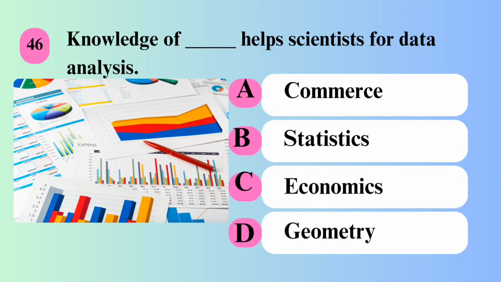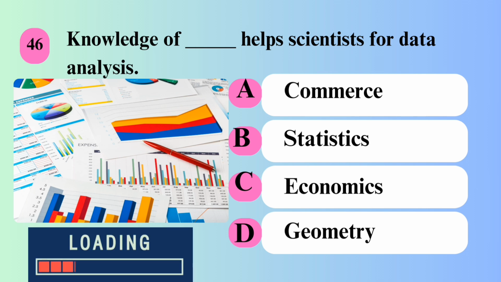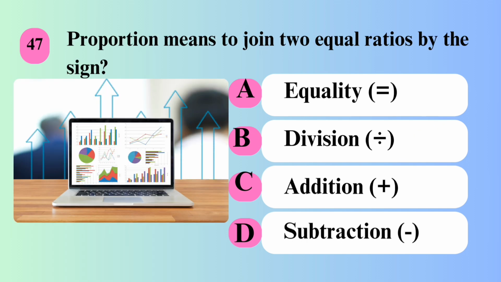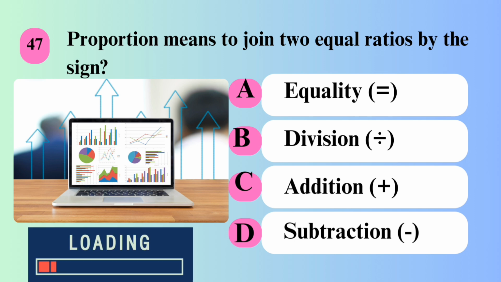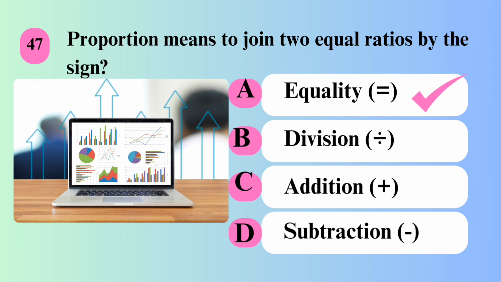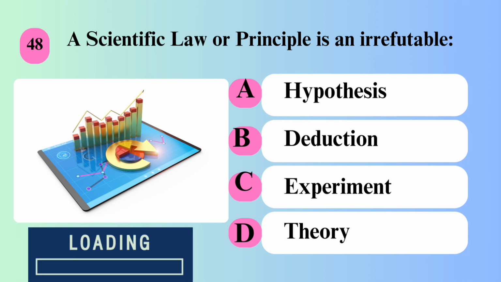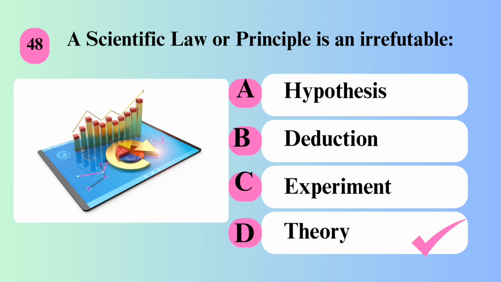Knowledge of statistics helps scientists for data analysis. Proportion means to join two equal ratios by the sign of equality. A scientific law or principle is irrefutable. Theory.